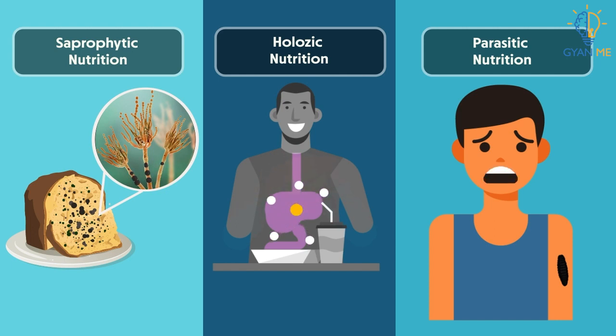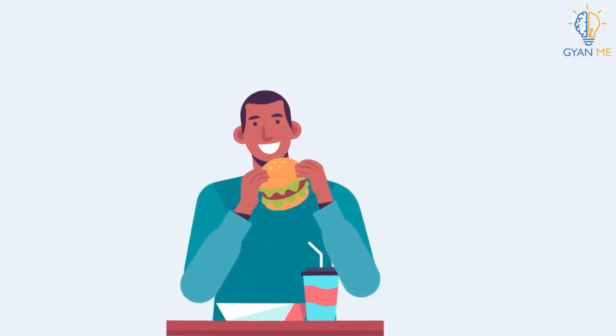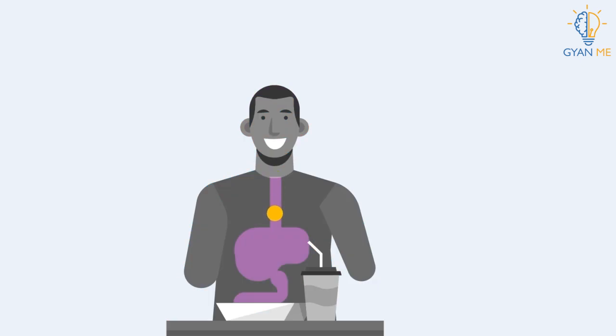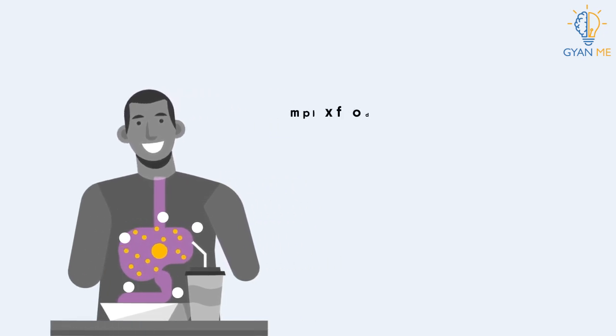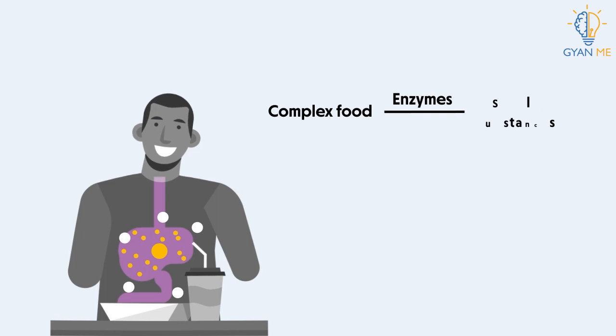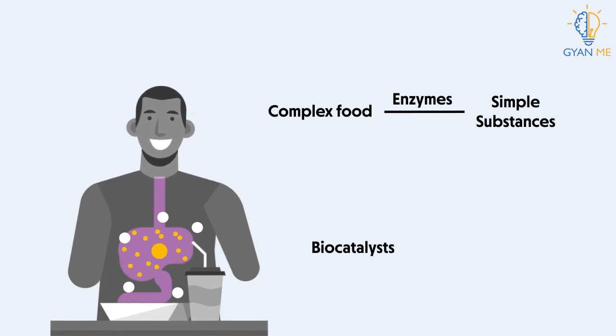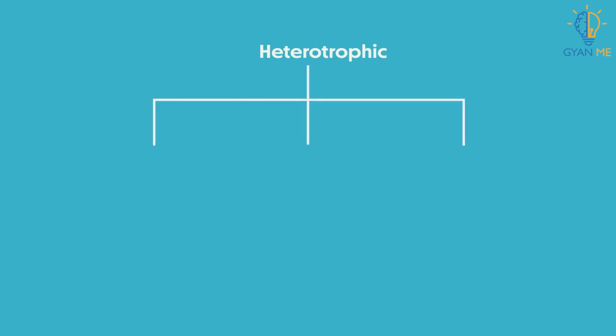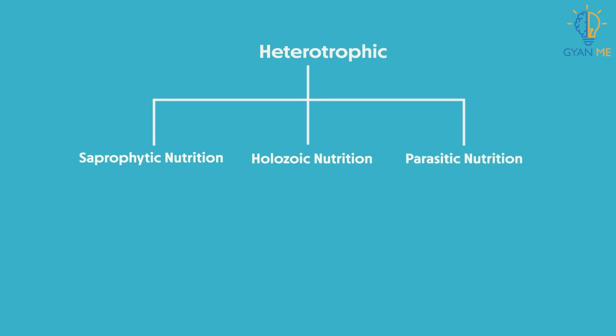So nutrition in each of them will be different based on what food is available in their environment or how they eat this food. Such organisms utilize complex substances to break them down into simpler ones before they can be used for their life processes. To accelerate the process of breaking down complex substances to simpler substances, organisms use biocatalysts called enzymes. Now, let's learn different modes of heterotrophic nutrition. There are three modes of heterotrophic nutrition: saprophytic nutrition, holozoic nutrition, and parasitic nutrition.